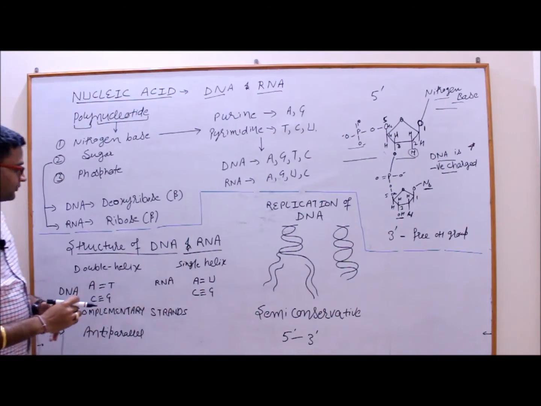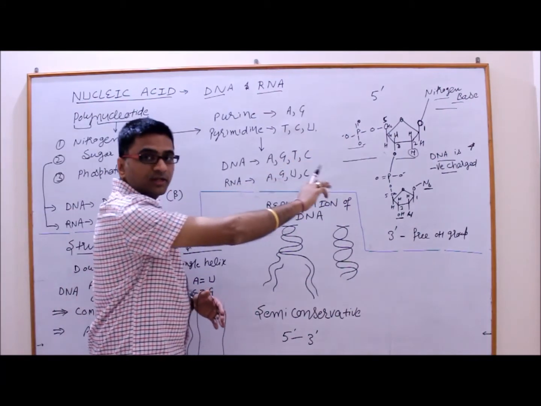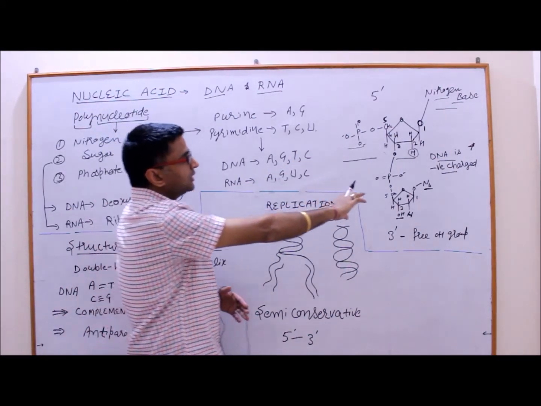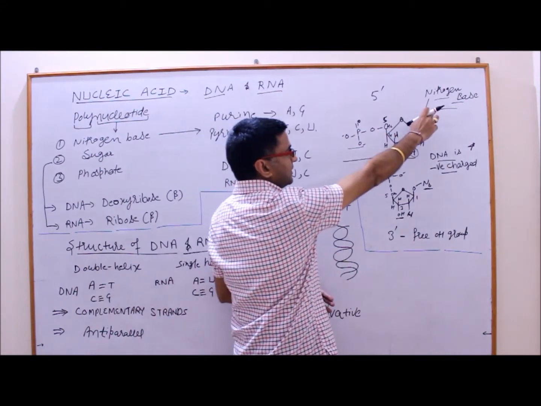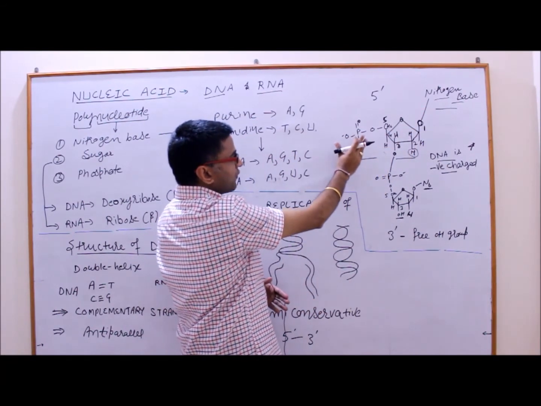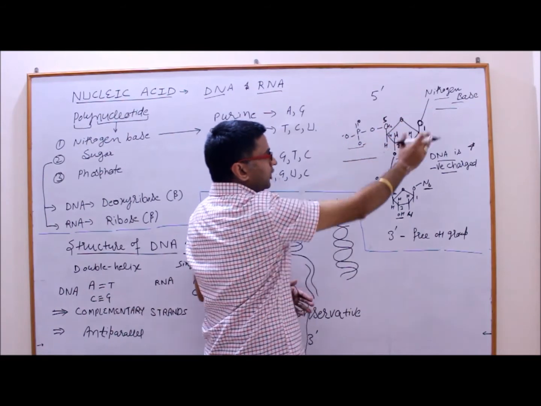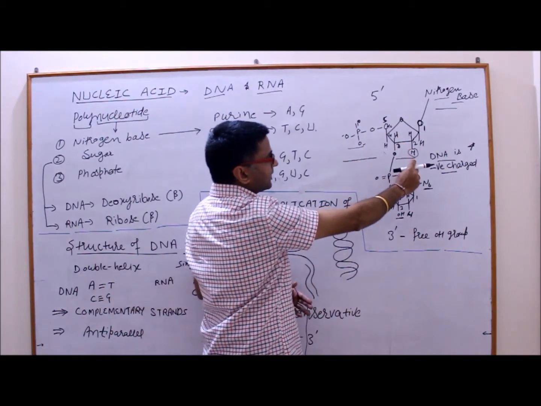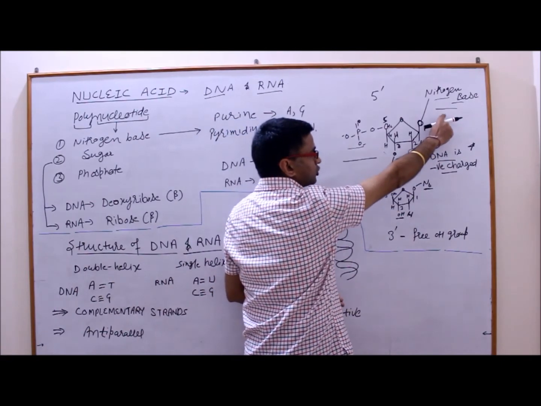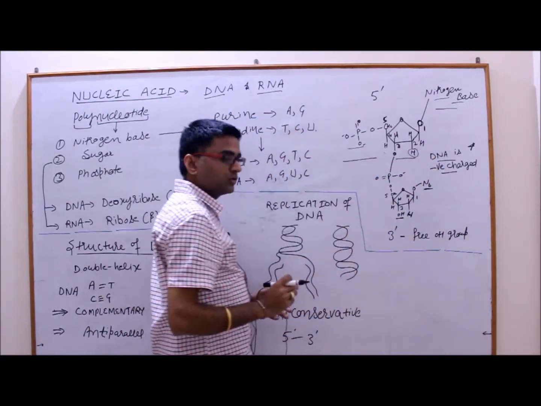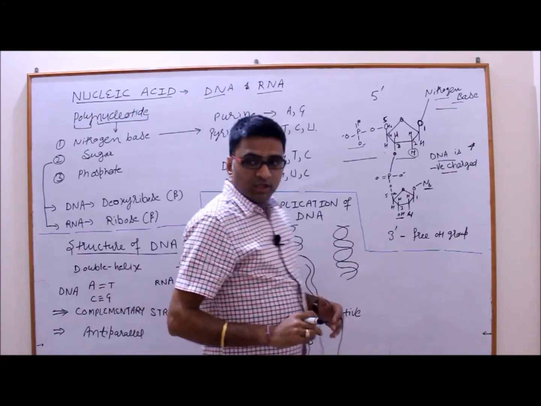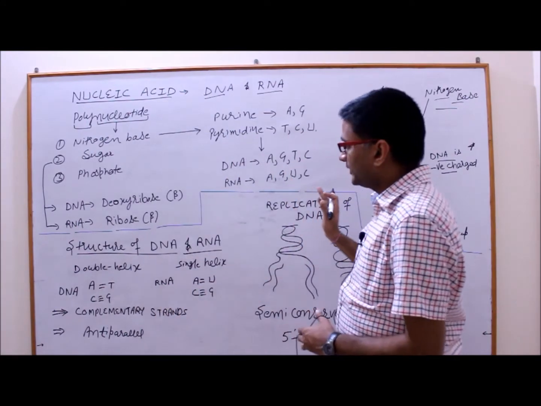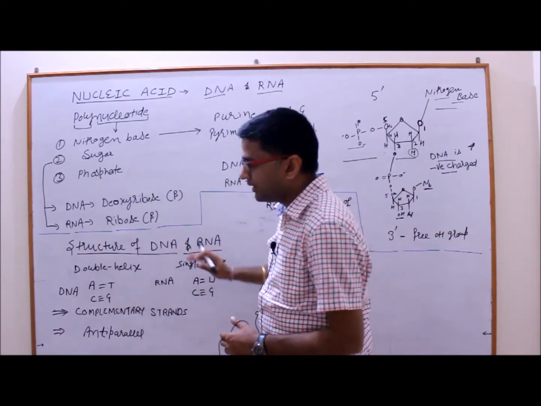So this was all about the basic unit, which is a nucleotide: phosphate, sugar and nitrogen base. Now if I remove the phosphate group from this whole nucleotide, then we call it a nucleoside. That is, only sugar and nitrogen base is called a nucleoside. So this was the basic unit, and then let's see the structure of DNA and RNA.